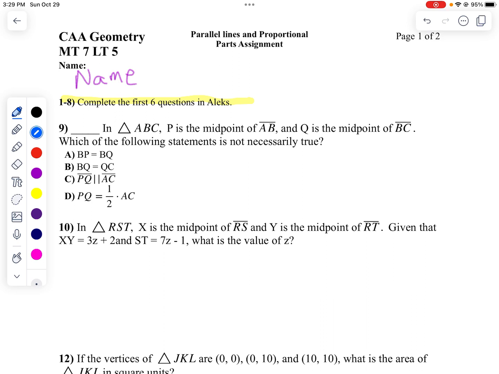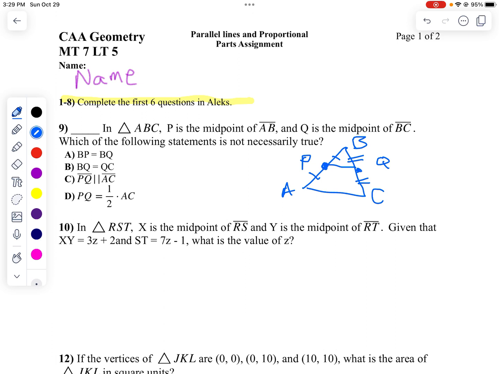On question number 9, we've got triangle ABC. We're told P is the midpoint of AB. And we're told Q is the midpoint of BC. Now, connect those. I don't know if I'll need to do that. Now, which of the following are true?